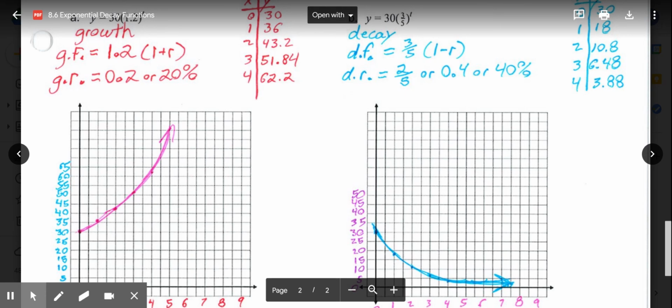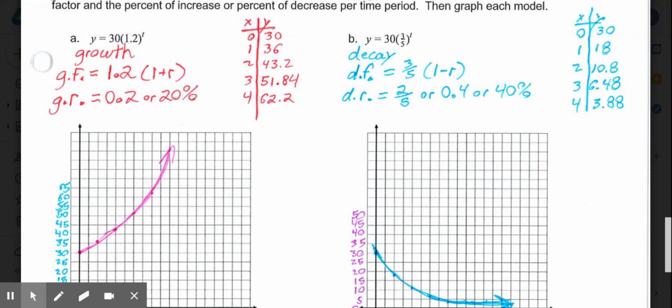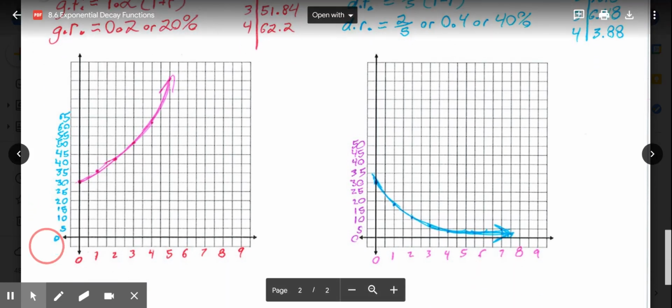If we put a 1 in there, 1.2 to the first power times 30 is 36. So we'd go over 1, up 36. Put a 2 in there, we get 43.2. So it'd be over 2, up 43.2. Then we do the same with the 3 and the 4. So on our graph, along the y-axis we would have our y values, and I went by 5s. And across the bottom, we have our x values going by 1s. If it's growth, we should see a curve going up from left to right.